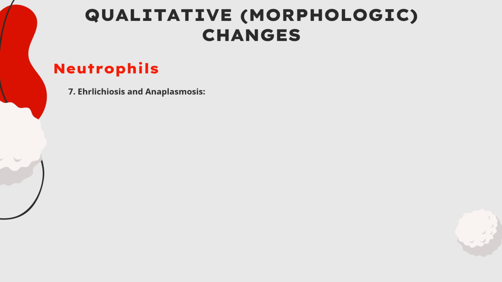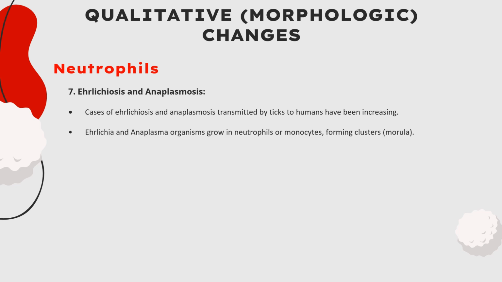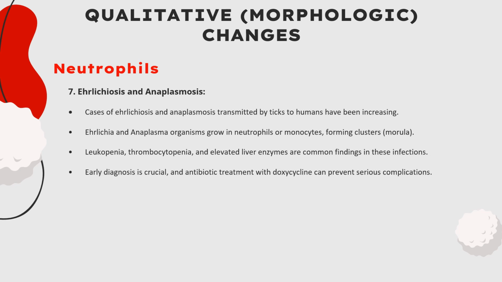7. Ehrlichiosis and anaplasmosis. Tick-borne illnesses are on the rise, introducing us to cases of ehrlichiosis and anaplasmosis. These tiny organisms, Ehrlichia and Anaplasma, carve a niche within neutrophils and monocytes, forming clusters known as morula. In these infections, leukopenia, thrombocytopenia, and liver enzyme elevation often play their roles. Timely diagnosis is paramount, with antibiotic treatment, doxycycline, acting as the savior against potential complications.